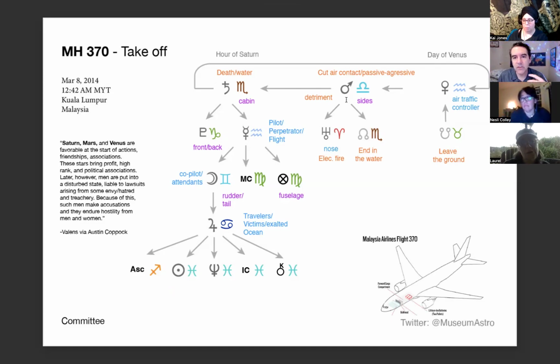You've got that Mars in Libra. It's a kind of passive aggressive. If Libra is a communication relational sign, it's cutting that communication off. So this guy, the pilot, literally turned off the communication system for the whole plane, which is spooky and weird. When you get down over here, that Mars is in detriment.